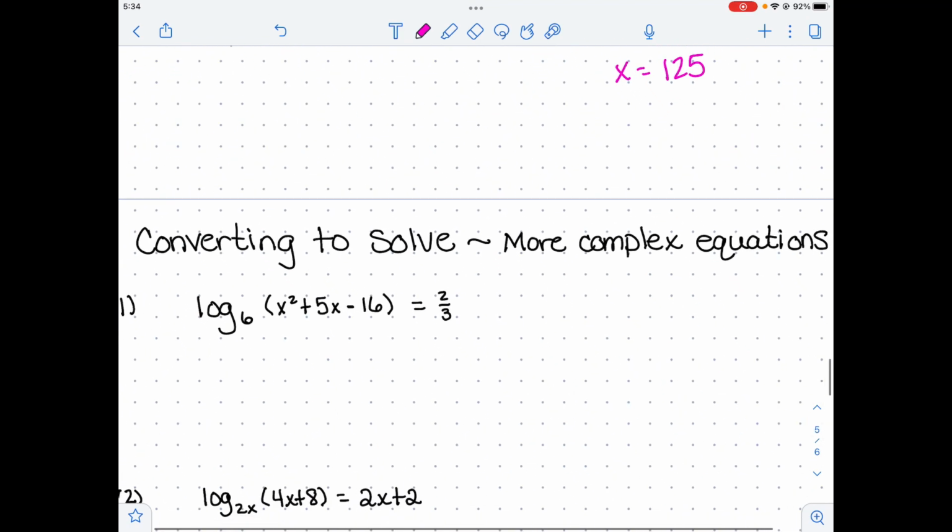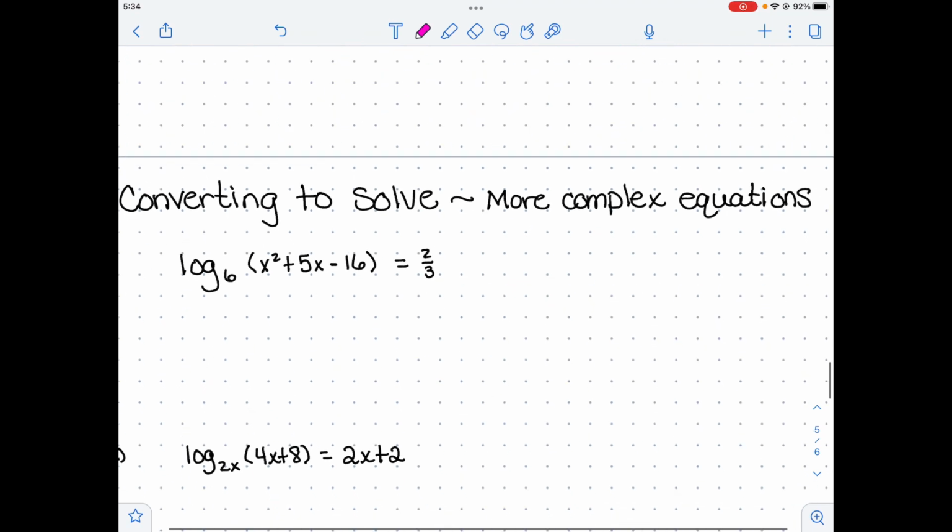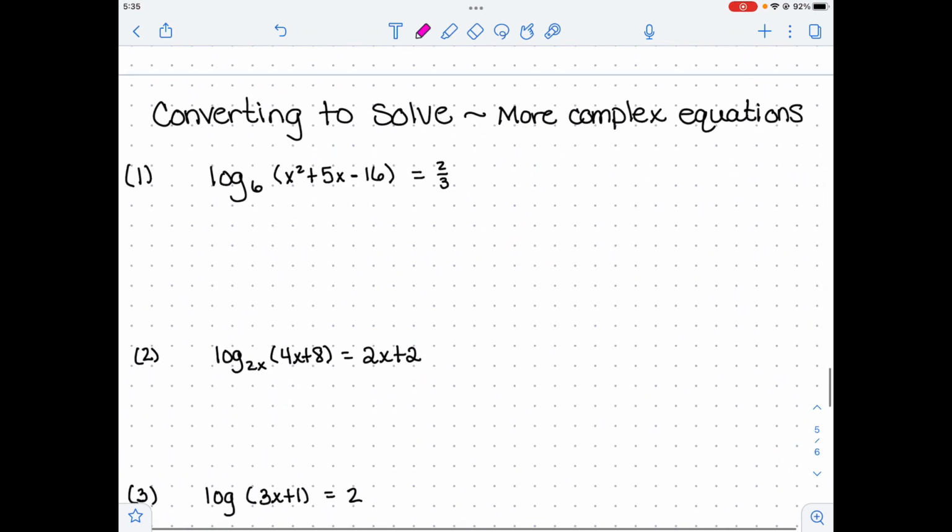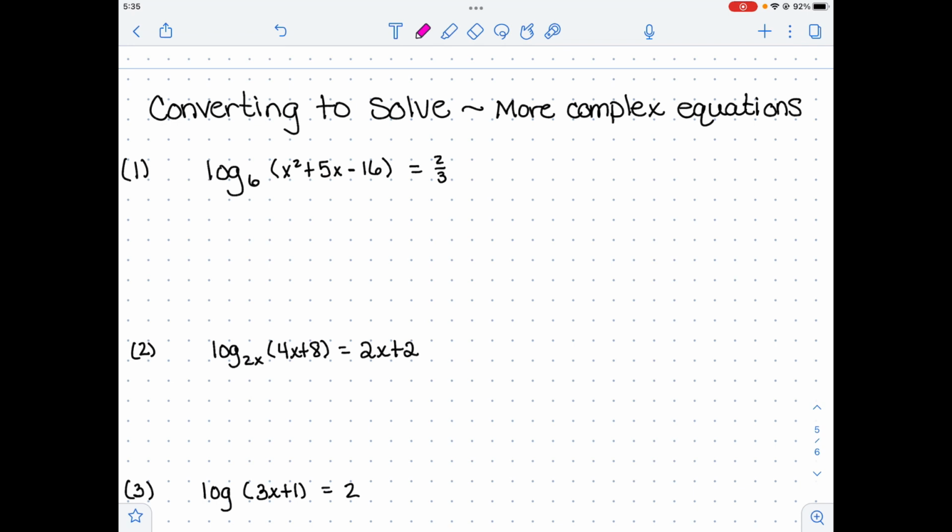Now our final part, we're going to talk about converting to solve more complex equations. We're not solving these yet. We're going to be talking about that more next week. But we're just talking about setting them up. So using exactly what you learned today to set them up. So again, this time we have log base 6, and then we have this long quadratic there equals 2/3. We're just going to be setting them up.